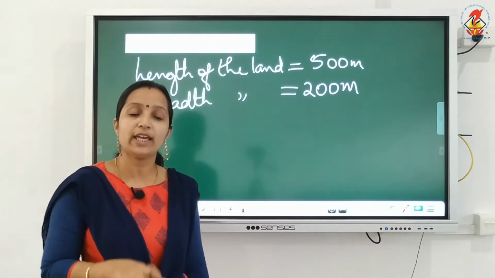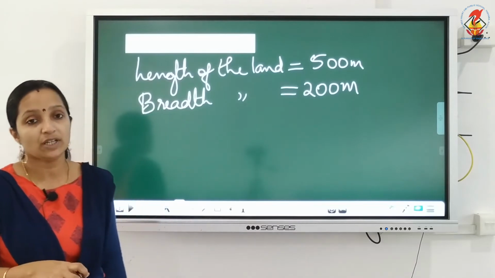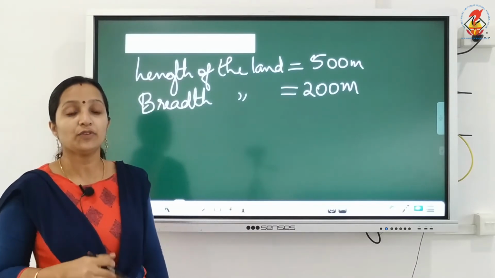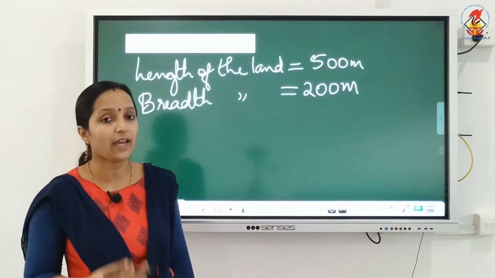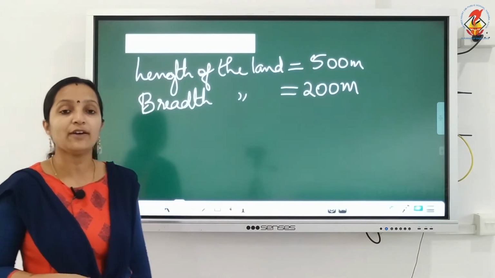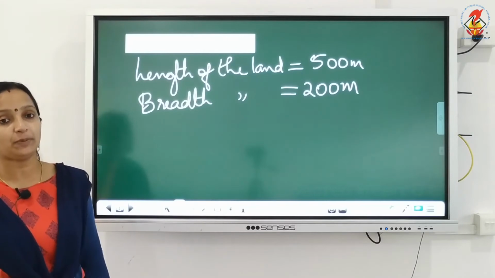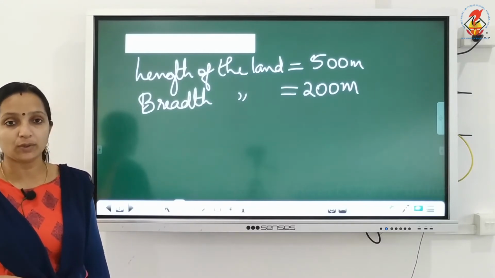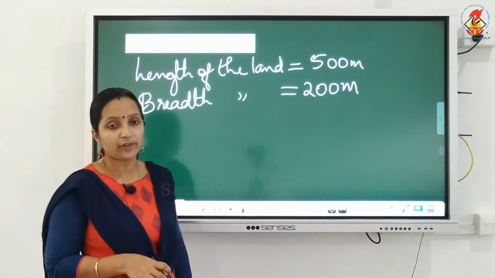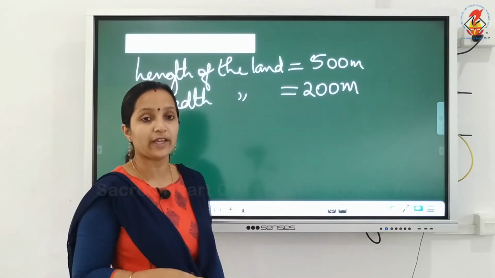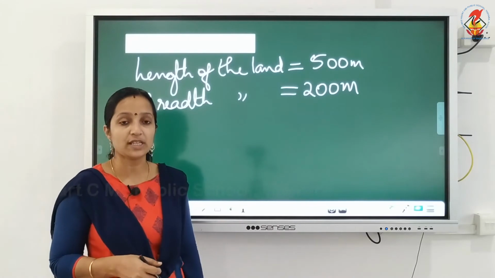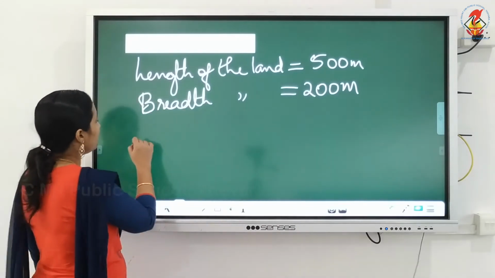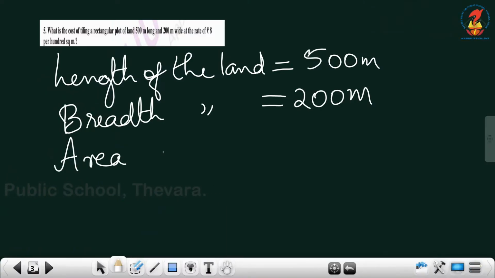So if you know the area only, we can find how much tiles are required, is it? So for finding the cost of tiling the rectangular plot of land, first we have to find what, children? We have to find the area of that particular rectangular plot. For finding the cost of tiling, first we have to find how much area should be there. Then only we can find the cost, is it?